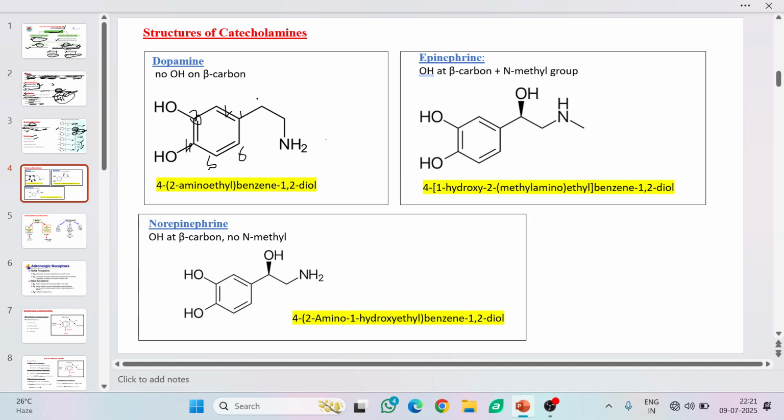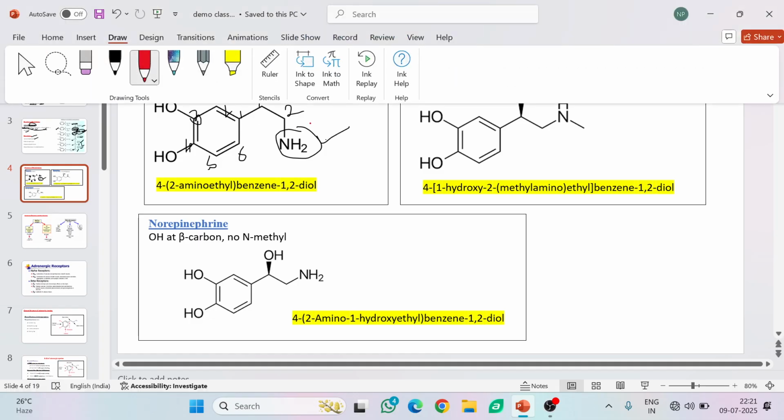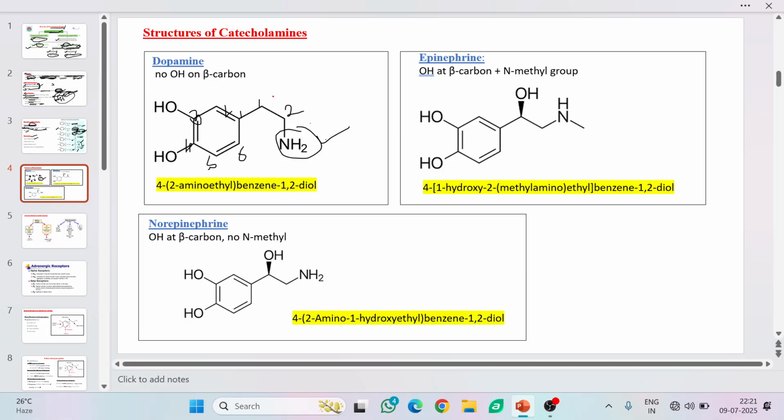And now you can see here, this is a different chain. This is one, this is two, and this group is an amino group. So dopamine contains catechol with amine. And which amine is present here? This two carbon amine is called ethyl with this amine, so ethylamine. Now see its IUPAC name, 4 in bracket 2 amino ethyl.